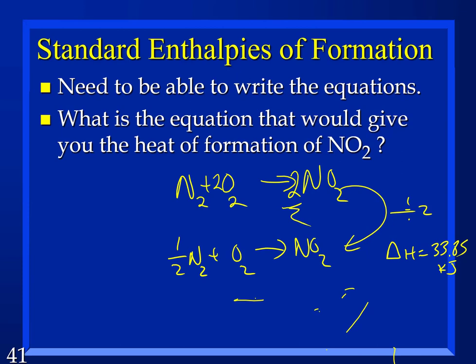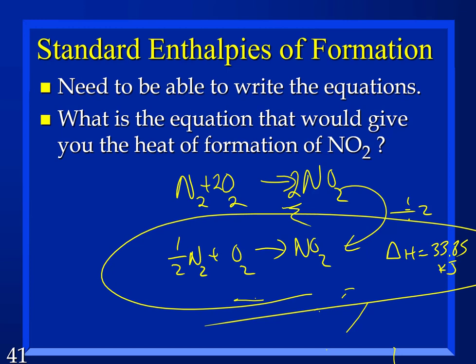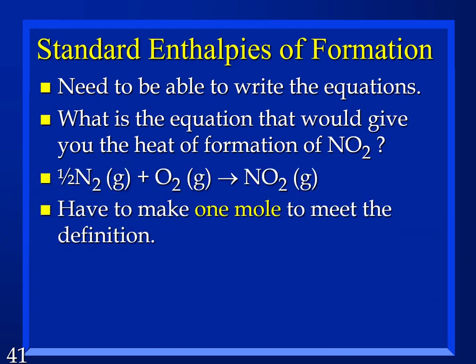So when you look up NO2, it's telling you all this. Okay? Because you got to make 1 mole to match the definition. The definition says 1 mole. So if you've got a coefficient besides, you should only have one product, and it should have a 1 in front of it.